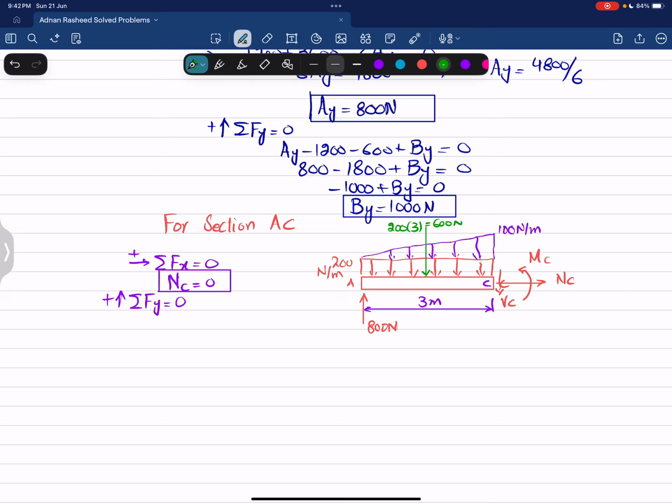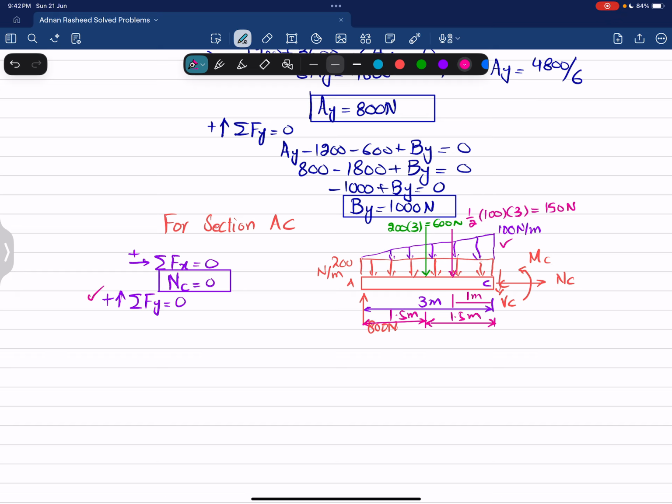And this uniformly increasing load, when converted into a point load, it will be equal to 1 by 2 into 100 multiplied by 3, which is equal to 300 divided by 2, and that will be equal to 150 Newton. And that will act at a distance of L by 3 from this denser side, means this side. So L is 3, 3 divided by 3 is 1 meter. And this distributed load will act at the middle, so it will be at a distance of 1.5 meter from either side. Now we can easily find this VC by using this condition of equilibrium.